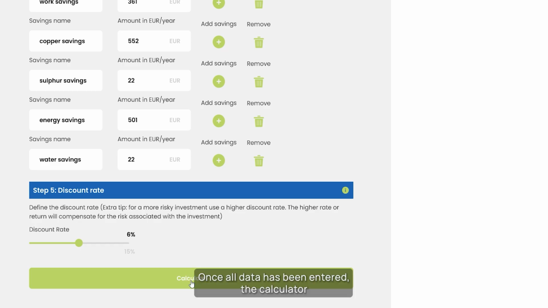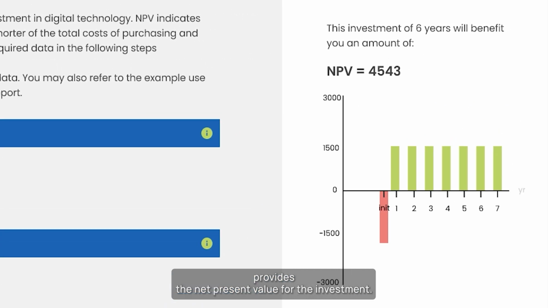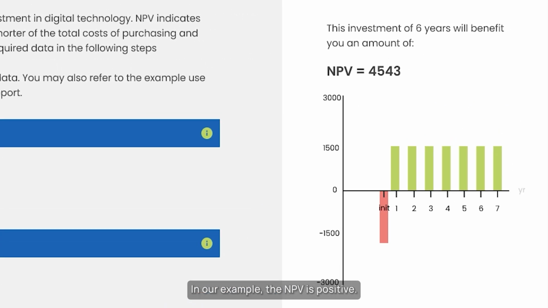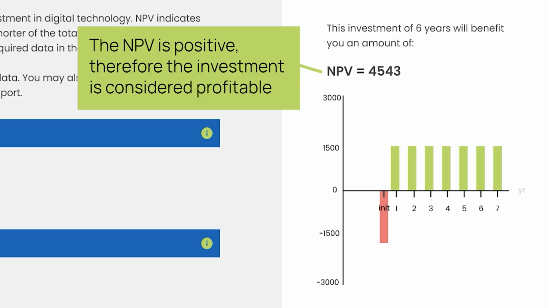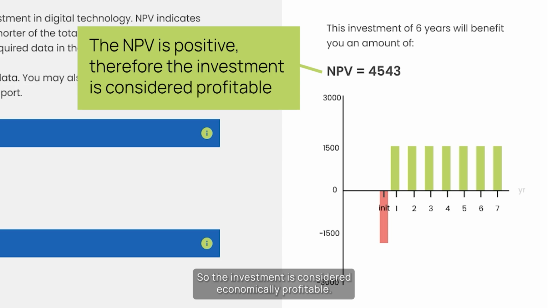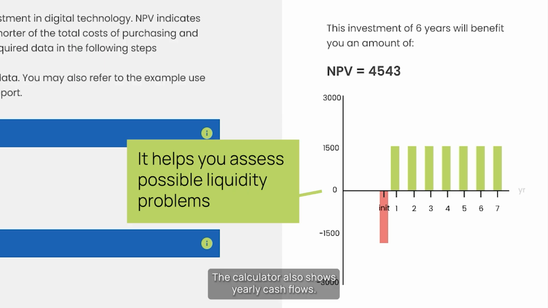Once all data has been entered, the calculator provides the net present value for the investment. In our example, the NPV is positive. This means the investment creates more value than it costs. So the investment is considered economically profitable. The calculator also shows yearly cash flows. This helps us to see if there are any years when income from savings is lower than costs, so we can plan our cash needs better.